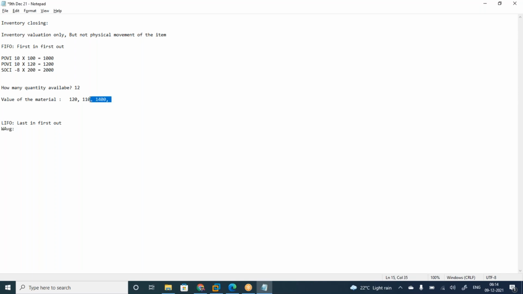Fine. Now, what does the value mean? The calculation methodology is first in, first out. So 8 quantity will be removed from the first lot. Here the remaining quantity will be 2. Out of 10, 8 was dispatched. So the remaining 2 quantity, 2 multiplied by 100 is 200, plus 1200, 1400 is the answer.